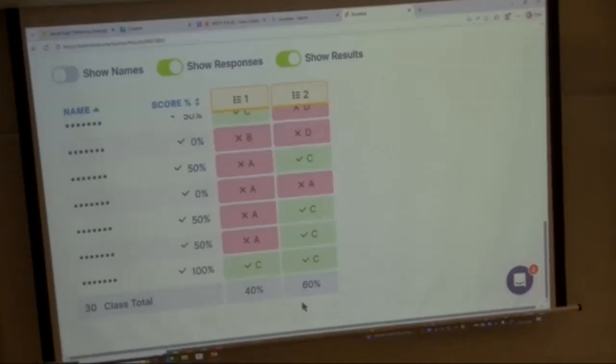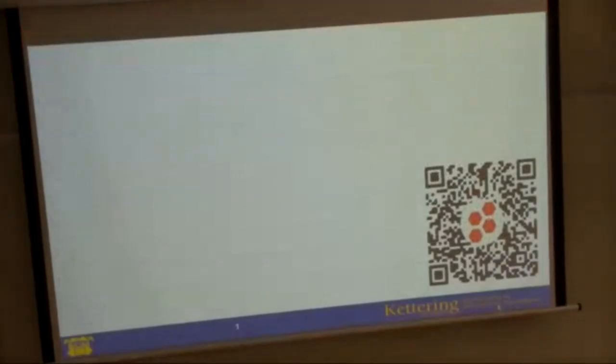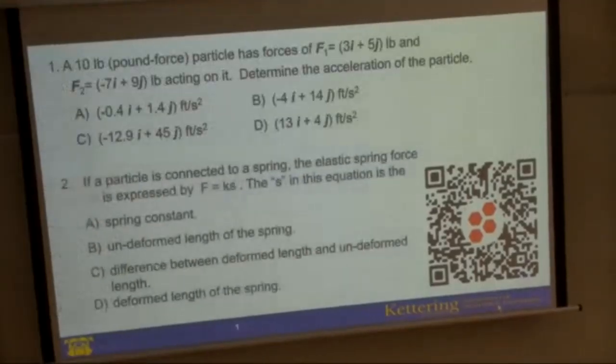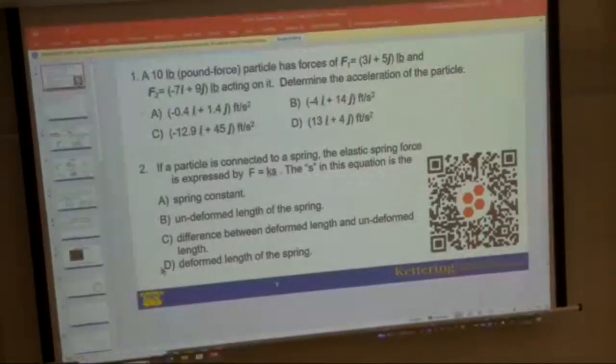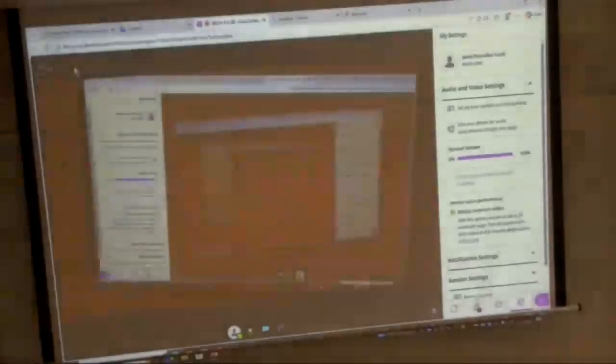Now, go back to the questions. First question: a 10-pound particle has a force of F1 = 3i + 5j and F2 = -7i + 9j acting on it. Determine the acceleration of the particle.